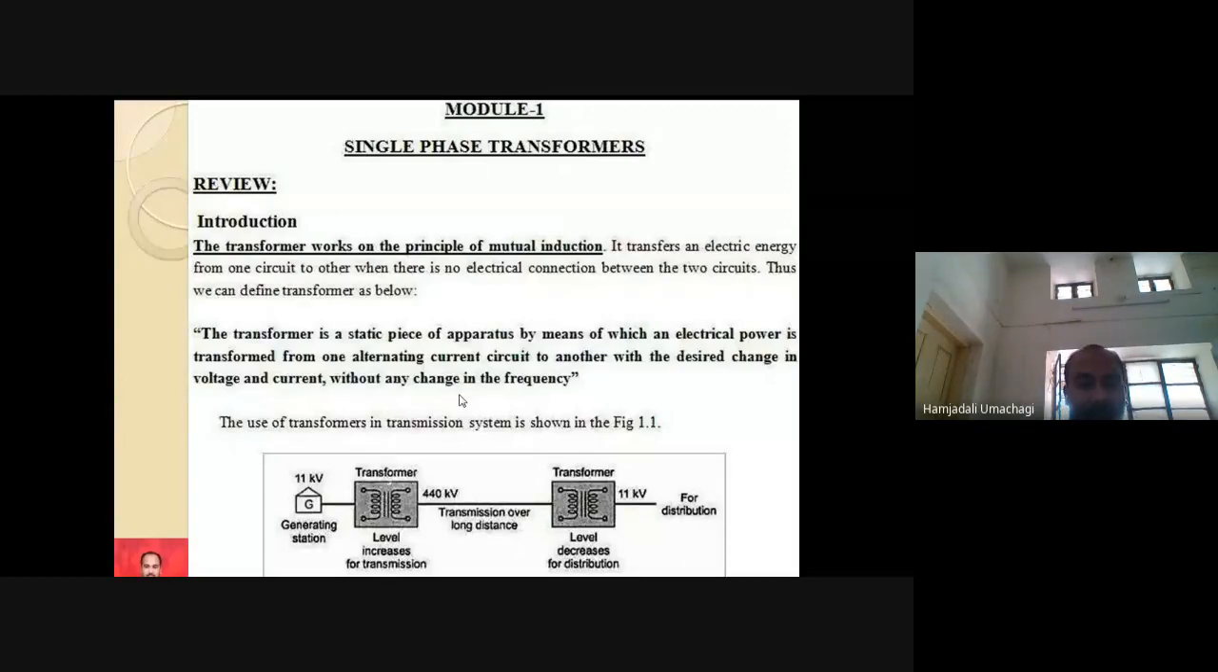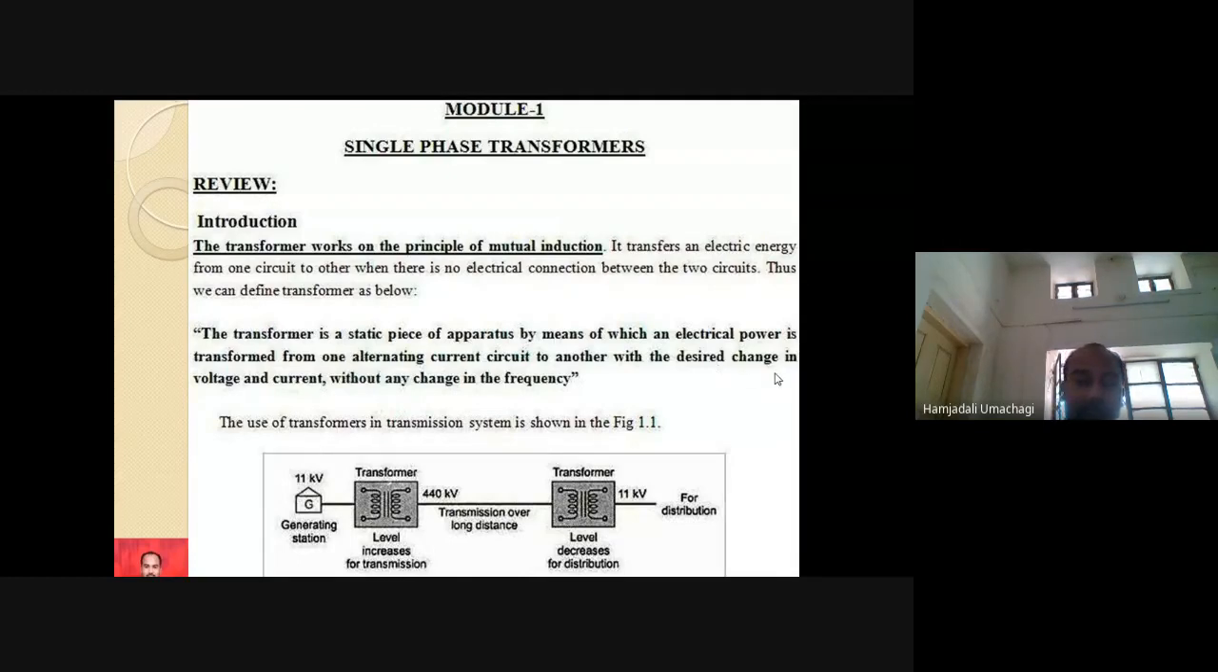They are static. There are no moving parts. Because of that, we say that a transformer is a static piece of device by means of which electrical power is transferred from one alternating circuit, that might be your primary winding, to the other, which means the secondary side.